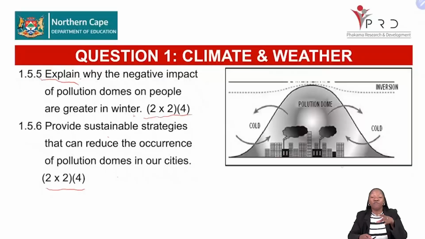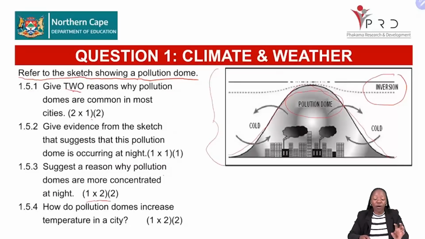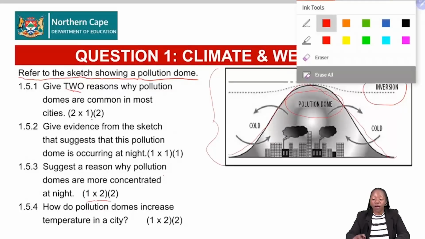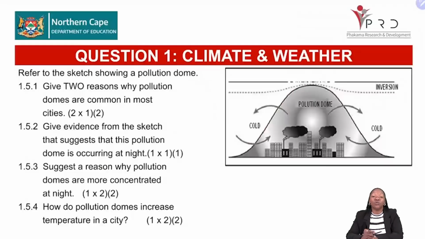So now that we have gone through the questions, you are now aware of what the examiner has asked. So now it is time to answer. We're going to start with question 1.5.1 up to question 1.5.4. Then after, we move to the next two questions. I'm going to give you 6 minutes for these 4 questions, and then after 6 minutes, we will proceed to your 1.5.5 and your 1.5.6. So your 6 minutes starts now.